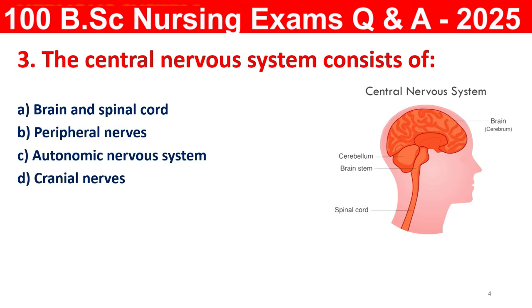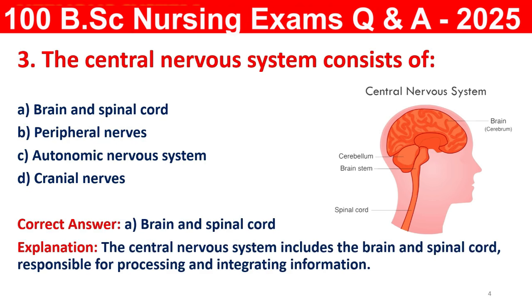Nerves. The correct answer is A, that is brain and spinal cord. The central nervous system includes the brain and spinal cord that are responsible for processing and integrating information.